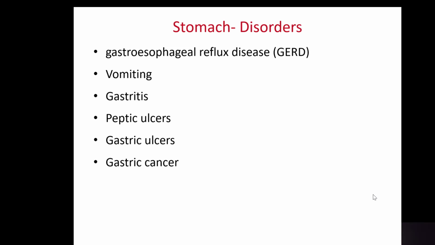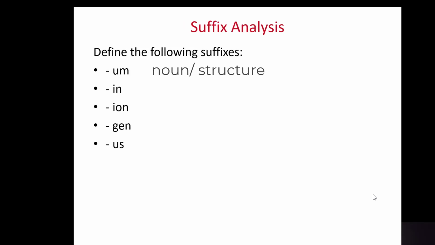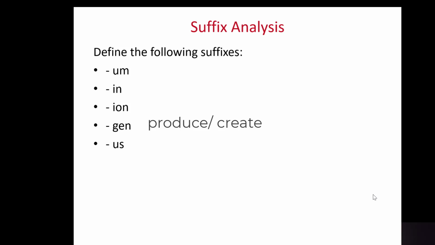All right, so let's look at some of these suffixes. The ending means it's a noun, it's a structure. The in ending means it's a substance. The ion ending means it is an action or a condition. The gen ending means to produce. And the us ending means pertaining to.